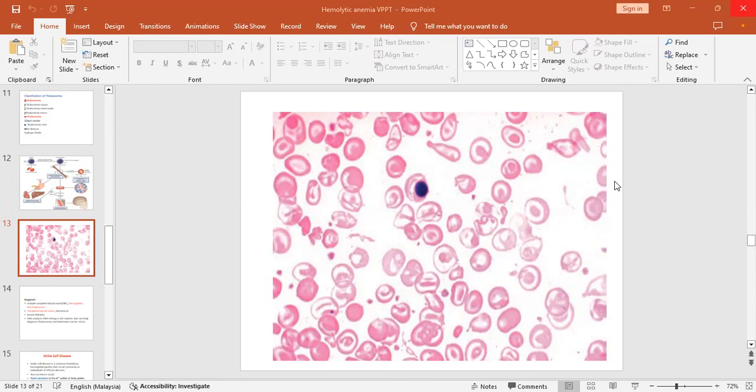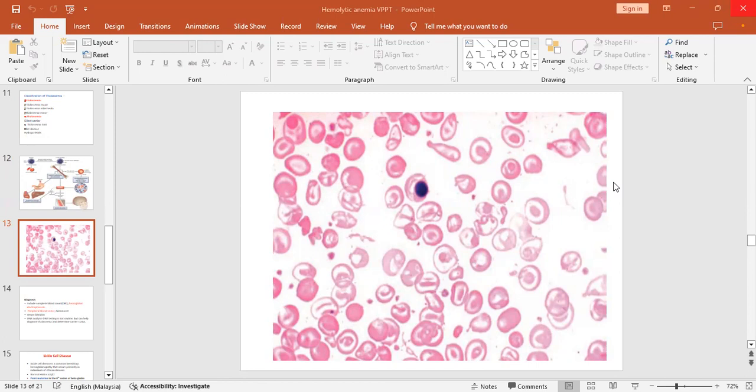If you look at the peripheral smear, we can see RBCs and platelets. WBCs are not seen in this smear. If you look at the RBCs, the predominant cell that we see are the target cells. There are microcytes, there are teardrop cells, and along with teardrop cells, we can see the presence of nucleated RBCs.